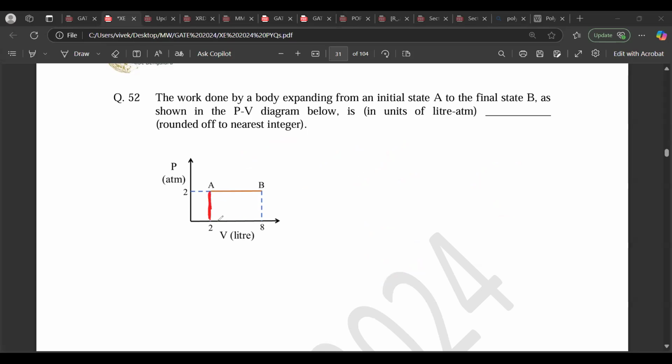So what is the width? Width is 2, and what is the height? 2, and what is the width? 6. 2 times 6 is 12. Answer is 12. It's just within a second you can solve.